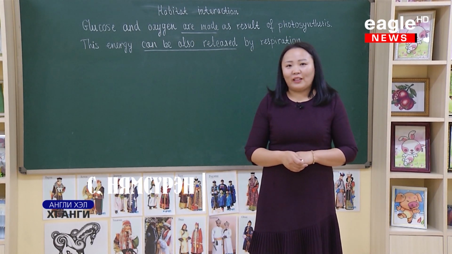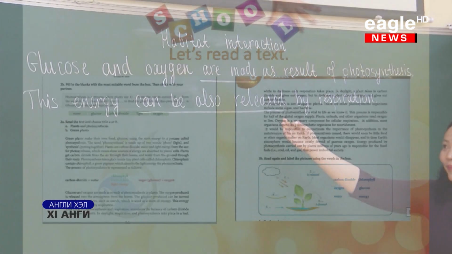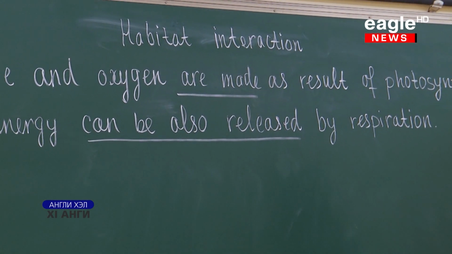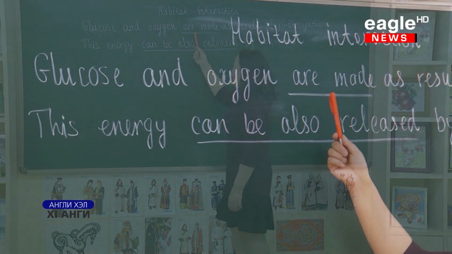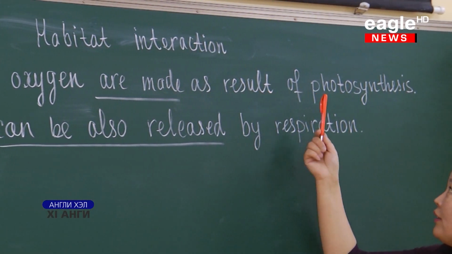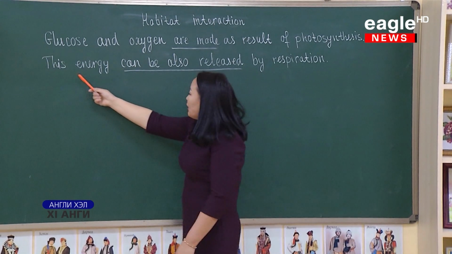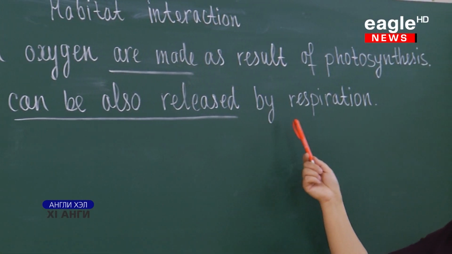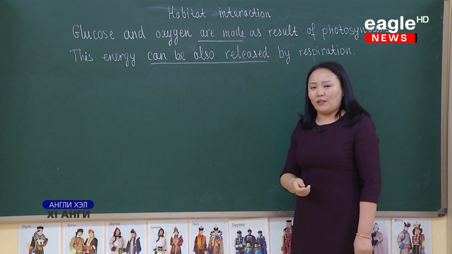Okay, you will look at text in your book, page number 89. And look at the board. There are two sentences. I've chosen two sentences from this text in your book. Now let's read. Glucose and oxygen are made as a result of photosynthesis. Next sentence, this energy can be also released by respiration. Okay, they are passive sentences.